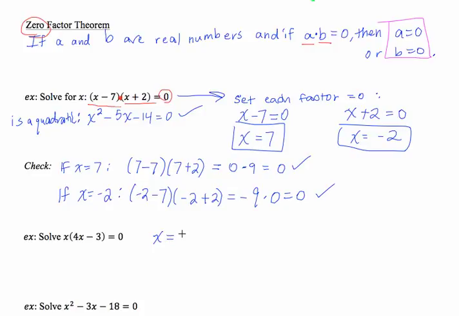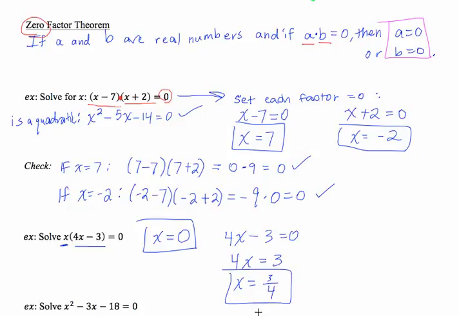The first factor is just that x, and there's nothing to solve. That actually gives us an answer right there. It's already solved for x. And then the second factor is 4x minus 3. So if we set that equal to 0, then we solve for x. So we add 3 to both sides and divide both sides by 4. And we get x equals 3/4 as our second solution.